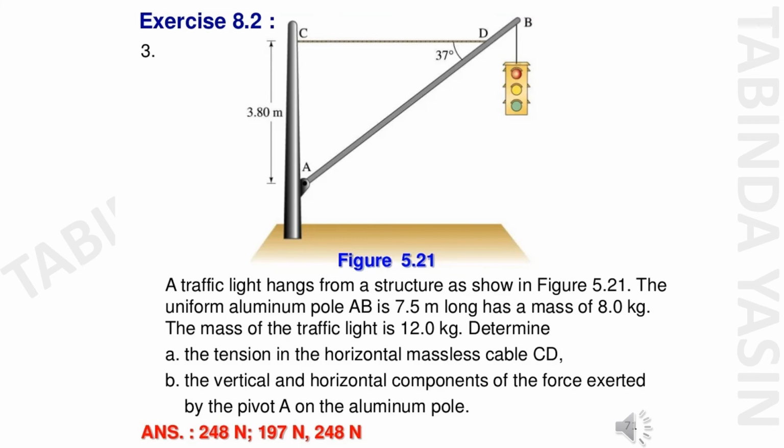This is a similar example you previously did with the block, with this floodlight being hung by a pole. You have to find the answers, that is 248 Newton, 127 Newton and 248 Newton.